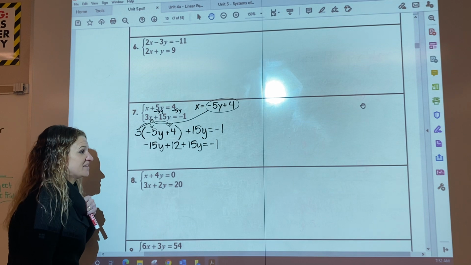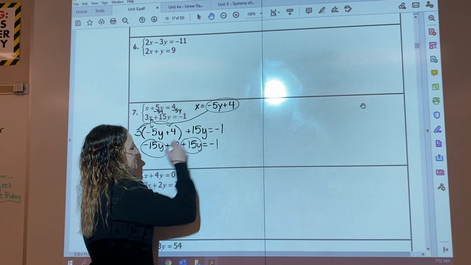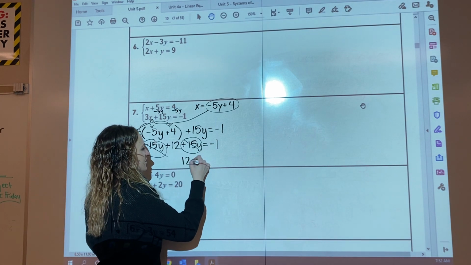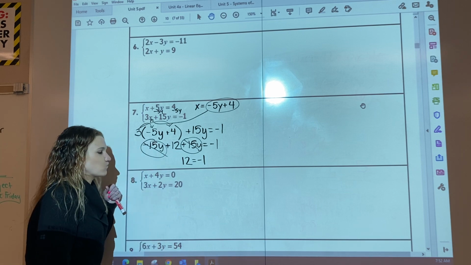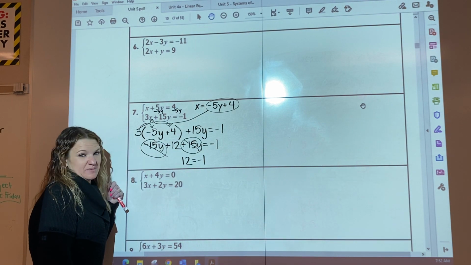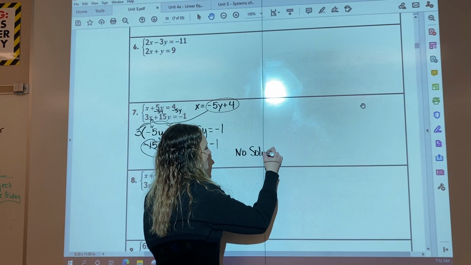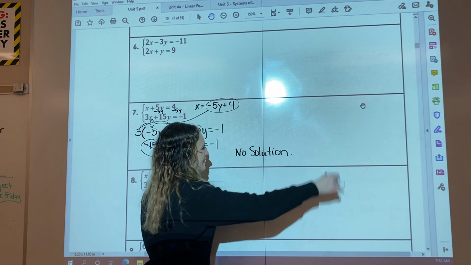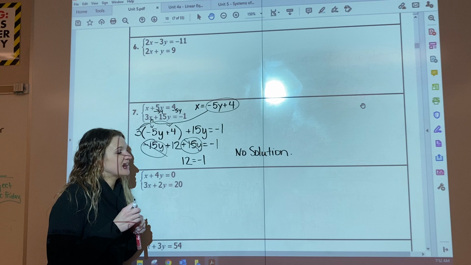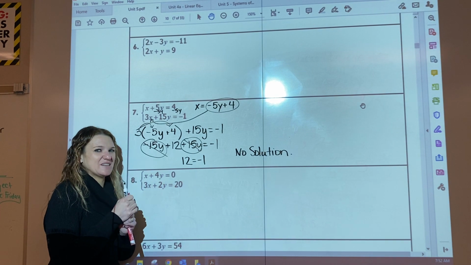Alrighty, I see some like terms here. I have a negative 15y and a positive 15y, which cancel each other out. So now I have 12 equals negative 1. That's not a true statement. So what this means is that I have no solution. What it would look like if you were graphing this is parallel lines, because they would never intersect.